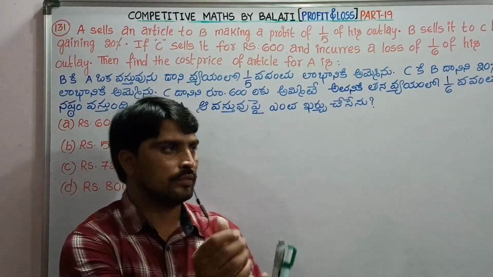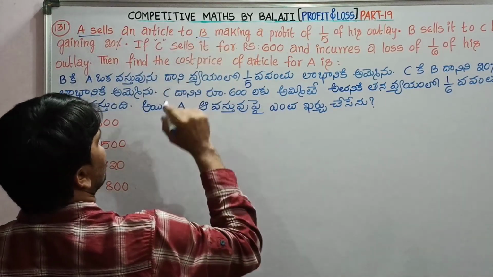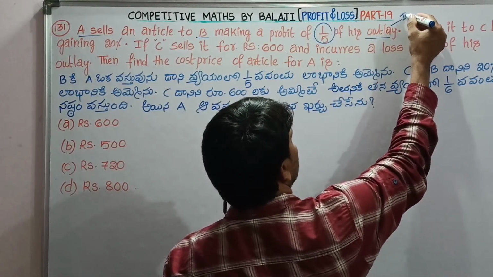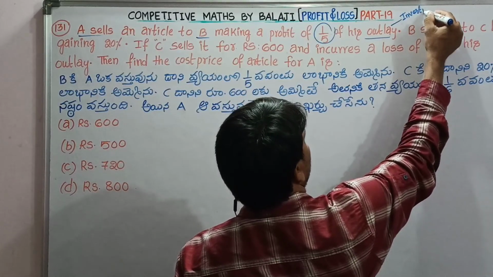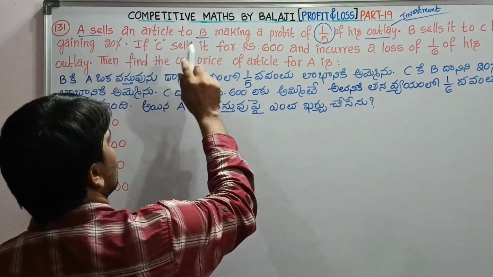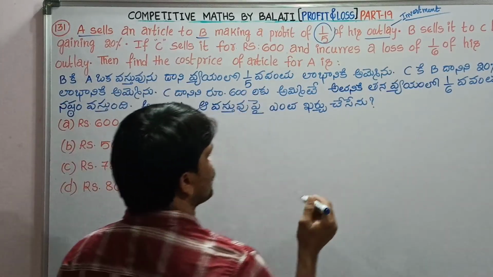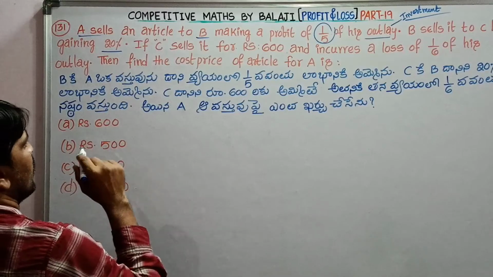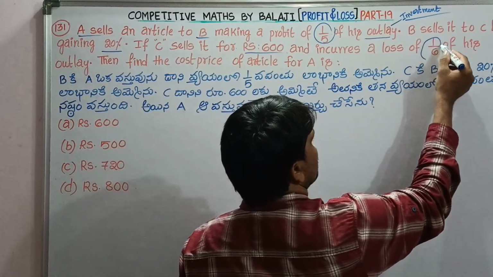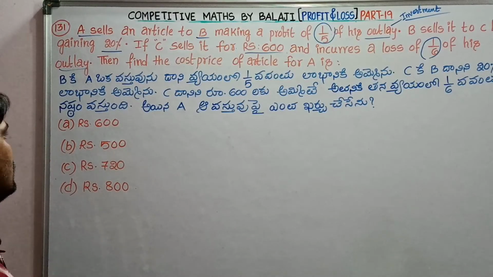Okay. Next question 131. A sells an article to B, making a profit of 1/5 of his outlay. Outlay is nothing but investment, that is cost price. A sells an article to B, making a profit of 1/5 of his outlay. B sells it to C by gaining 20%. If C sells it for rupees 600 and incurs a loss of 1/6 of his outlay, then find the cost price of the article for A.